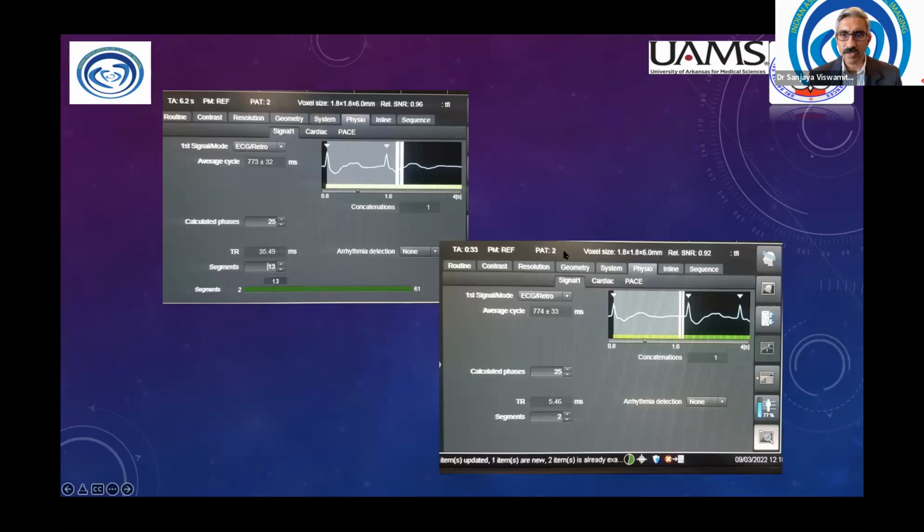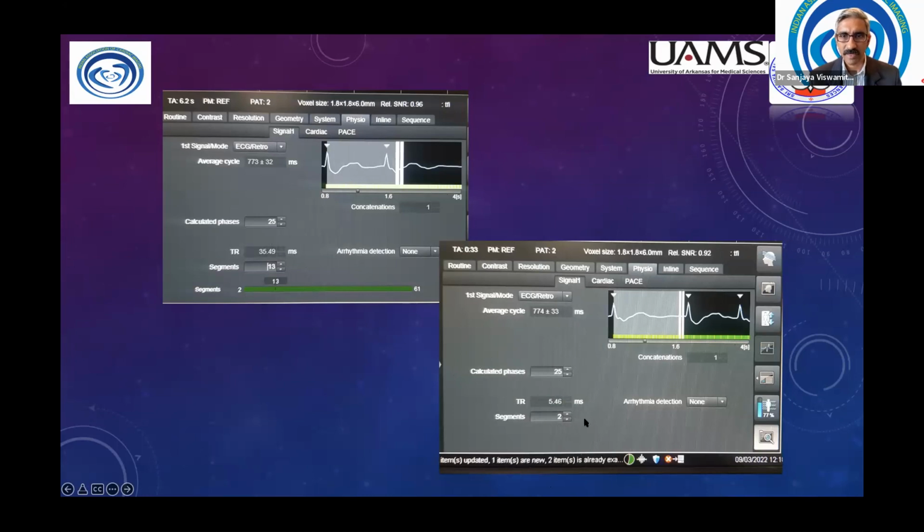So this is again just showing you the same thing, and here are my options. I can go from 2 to 61 by reducing the number of views per segment. I have changed my temporal resolution to 5.46 compared to 35 milliseconds. So you can see there's a significant change in temporal resolution, but at the cost of the time of the acquisition.